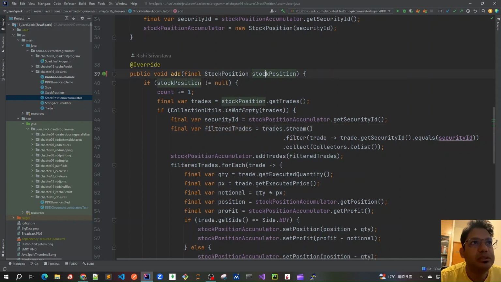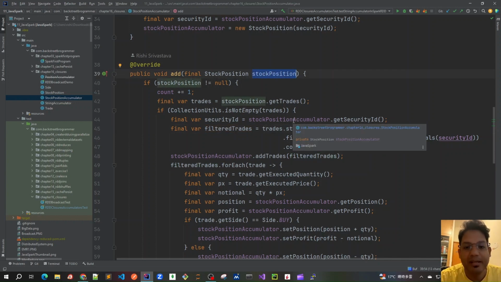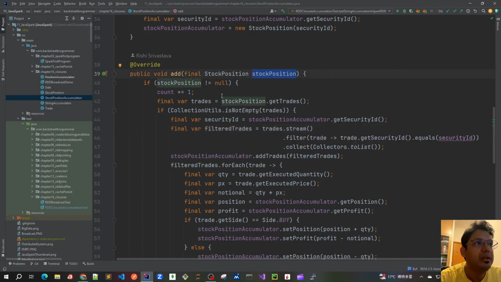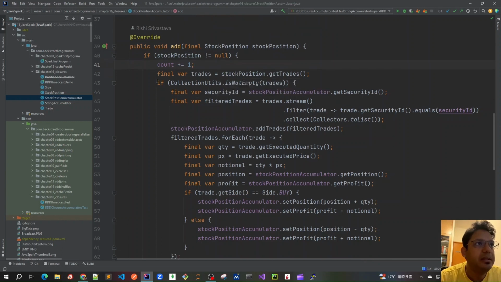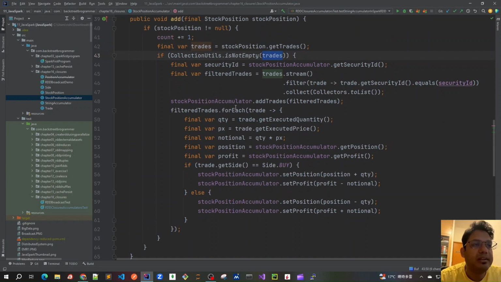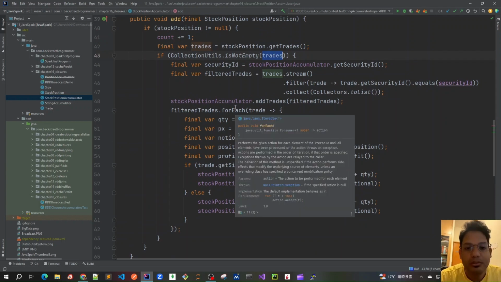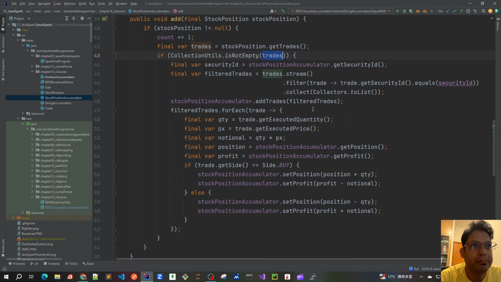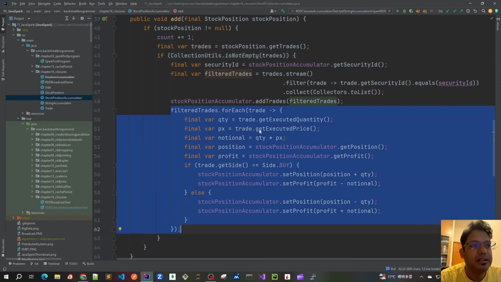So whenever we pass this stock position, because this is our in and out parameter for accumulator V2, this is what we are doing here. We get all the trades for that particular stock position, and if the trades are not empty, we get the security ID in the accumulator, and then we again filter for all the trades which are only meant for this particular security, which in our case is Apple.